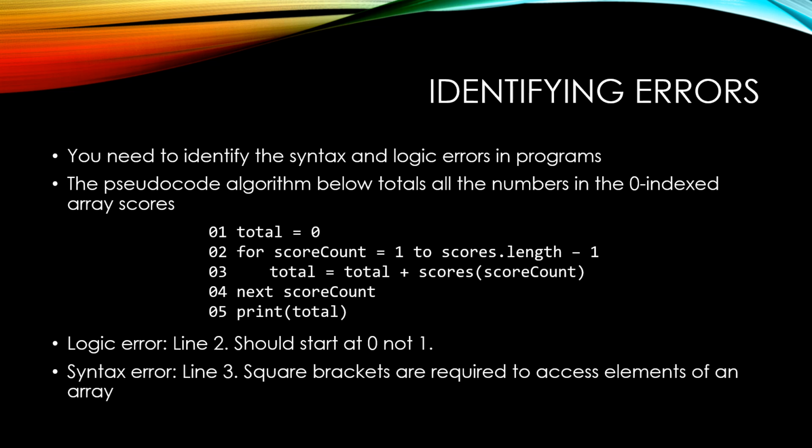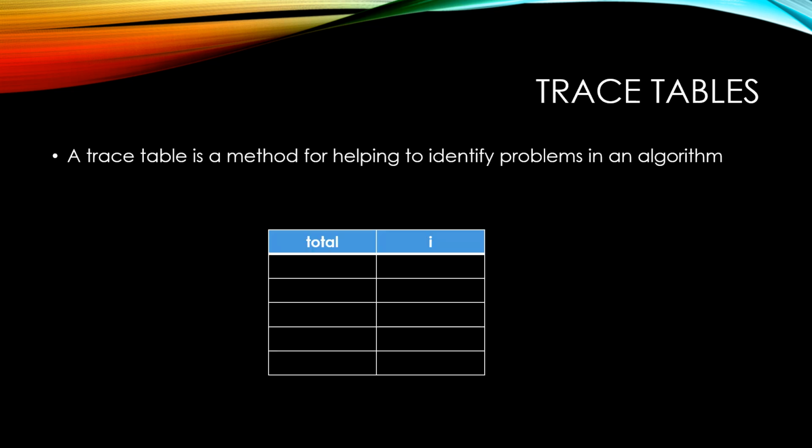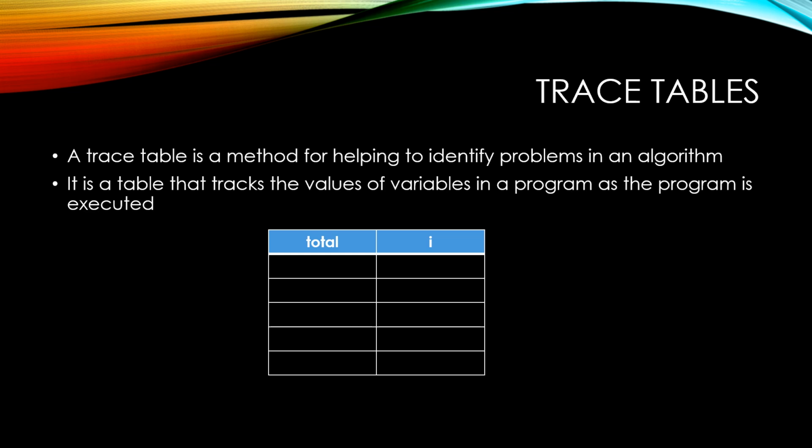Then there is a syntax error on line 3 where square brackets are required to access elements of an array, not the round brackets that have been used. A trace table is a method for helping to identify problems in an algorithm or prove that it works correctly. It is a table that tracks the values of variables in a program as the program is executed.